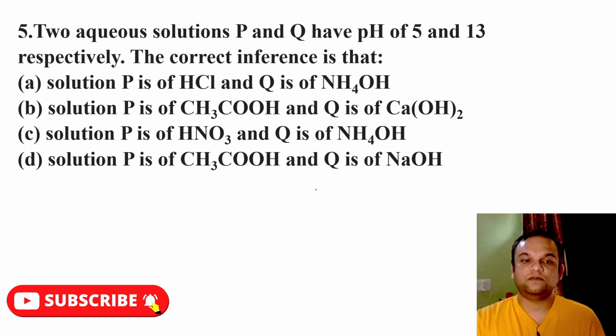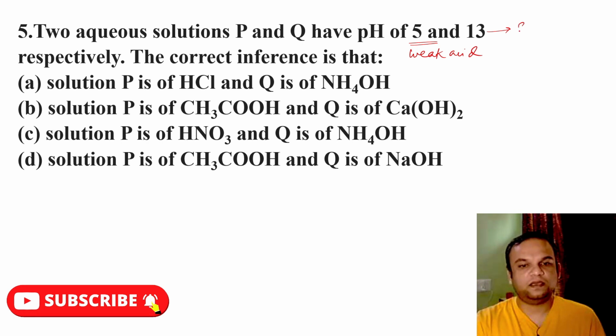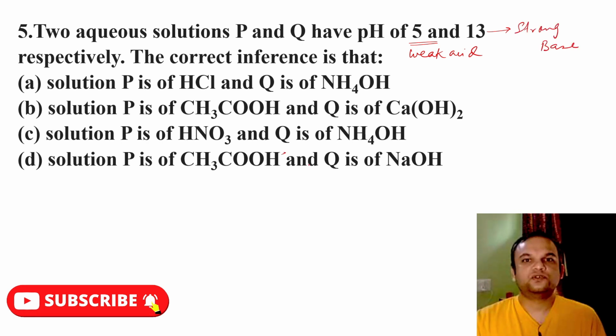Next question says, two aqueous solutions of P and Q have pH of 5 and 13 respectively. The correct inference is that, students, जिसका भी pH 5 है, इसका मतलब है कि ये एक weak acid है, और जिसका भी pH 13 है, इसका मतलब है कि ये एक strong base है. So let us see the options. Solution of P is of HCl. HCl is a strong acid, so this will not be the option. Solution P is of acetic acid. ये हो सकता है, लेकिन Q क्या दिया हुआ है? Calcium hydroxide. Calcium hydroxide is not a strong base, so this will not be the option.